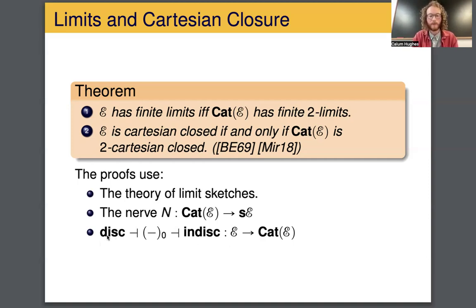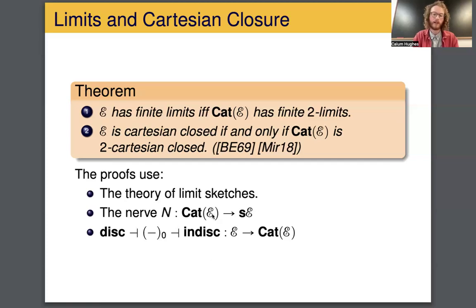So these will crop up again and again in our proofs and be invaluable to us. So maybe I want to spend a minute dwelling on them. So Disc is a functor from E to Cat E. And what it does is it takes an object X to the internal category which has objects X, morphisms X, composable morphisms X, and all of the source, target and identity morphisms between these things are just identities on X. So if E is the category of sets, this takes a set and considers it as a category in which there are no non-identity morphisms between any two objects.